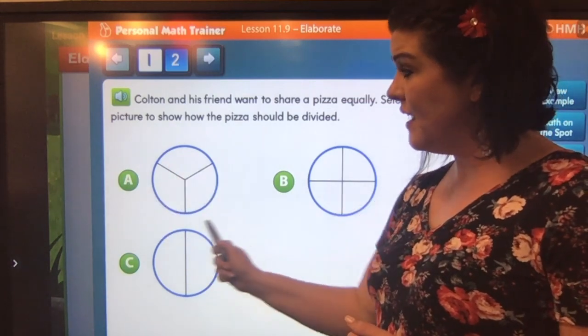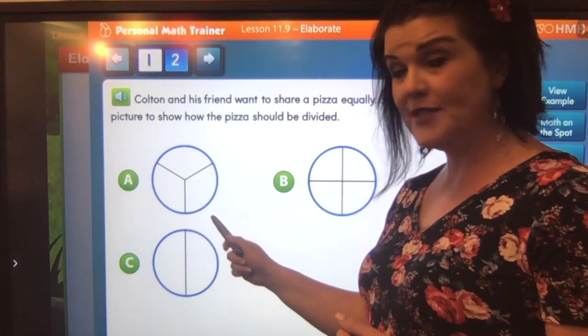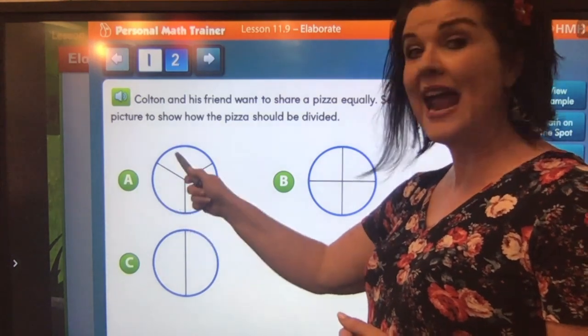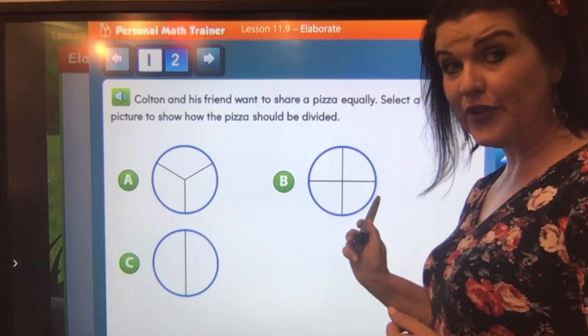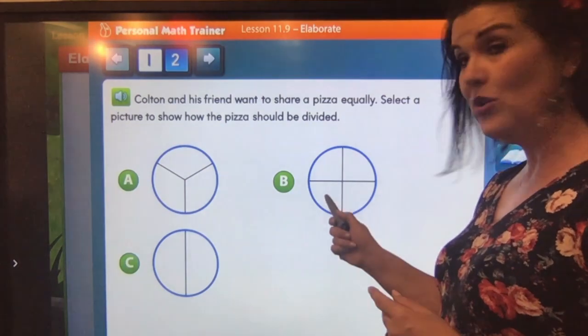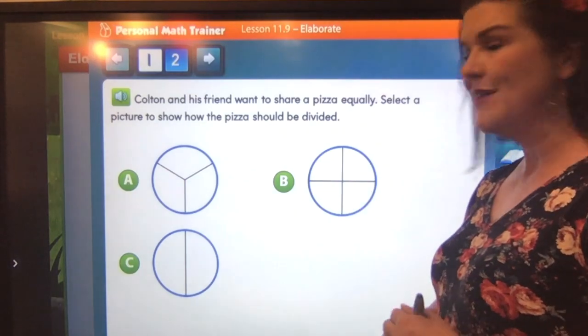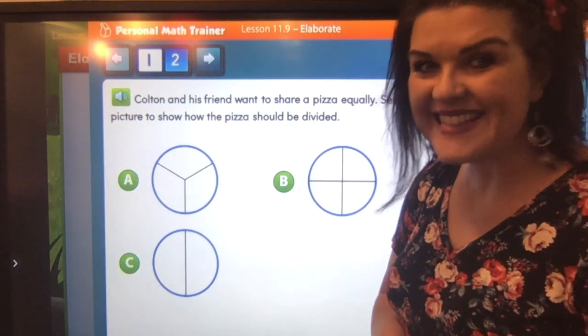If Colton had 2 friends, he would have to divide it into thirds because there would need to be Colton and his 2 friends. And if Colton had 3 friends over, he would have to divide it into 4 pieces, so it would be Colton and his 3 friends. But thank goodness he just is inviting 1 friend over so we can have more pizza.